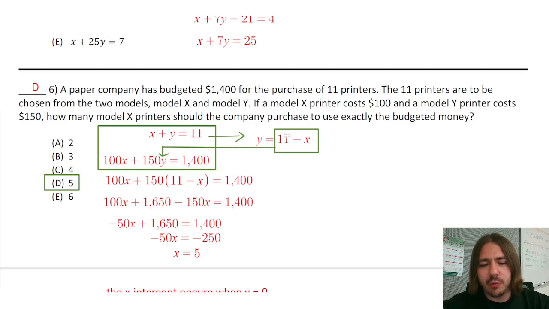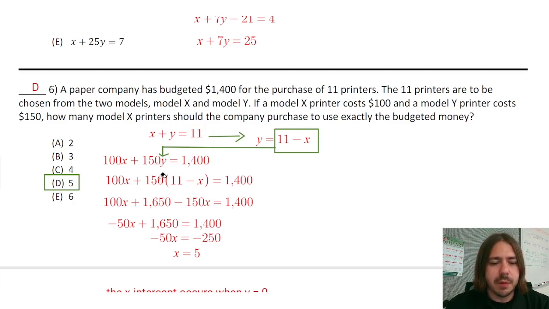Once I have y set up like this, where y equals 11 minus x, I'm going to replace y with 11 minus x right here. And so that's what I have written here. 100x plus 150 times 11 minus x equals 1400. Once you have that equation set up, really, as long as you're following the proper steps of solving a linear equation, it's going to be tough to get this one wrong with a calculator. But let me walk you through the steps here.